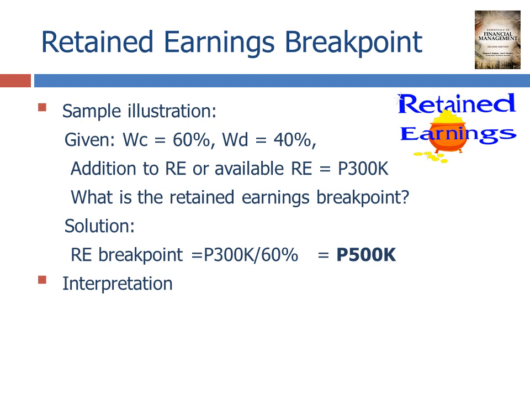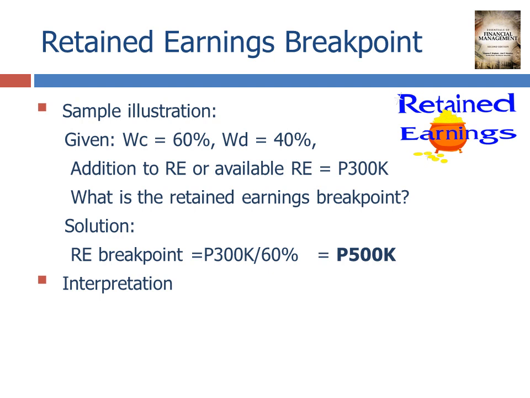But please take note of this, that the retained earnings breakpoint does not pertain to the total amount of retained earnings that is available before you issue your common stock. The retained earnings breakpoint is the total amount of capital. When you say total amount, it is the total amount of debt and total amount of equity that you can use or raise before you issue your common stock. In our case, the retained earnings breakpoint is the 500,000, which consists of the 200,000 debt and 300,000 equity, and not only the 300,000 amount.